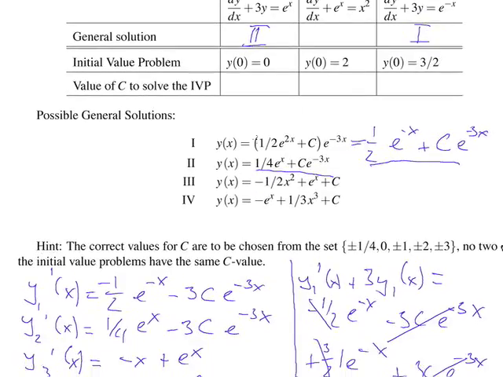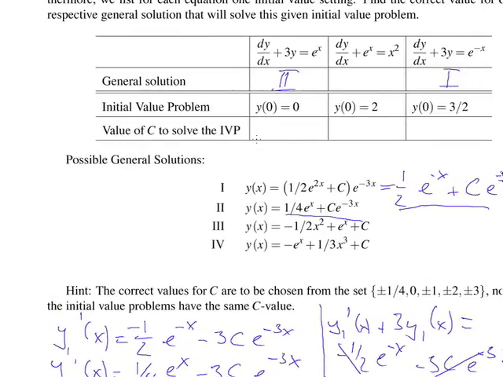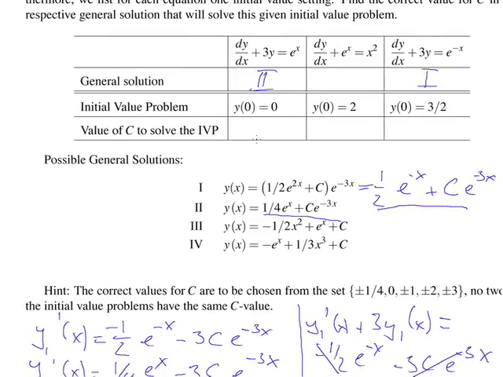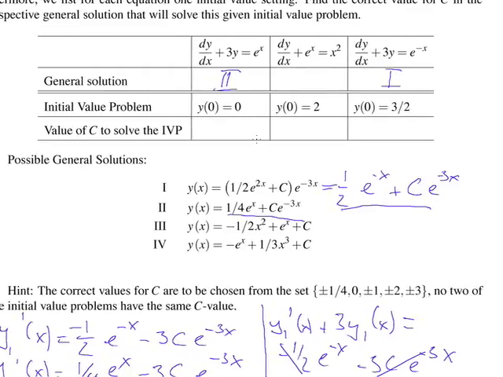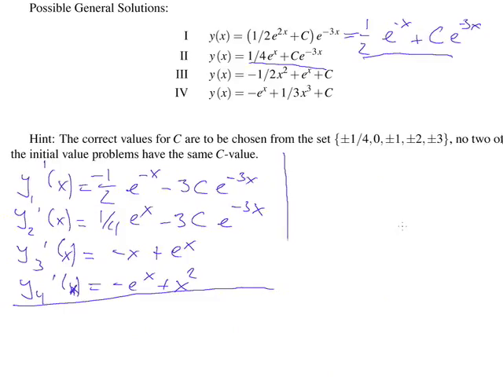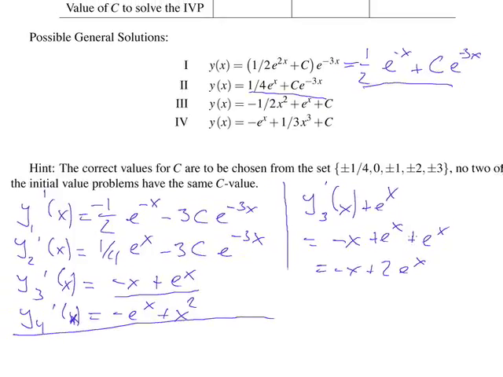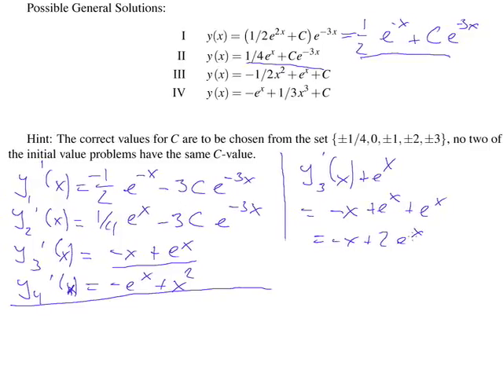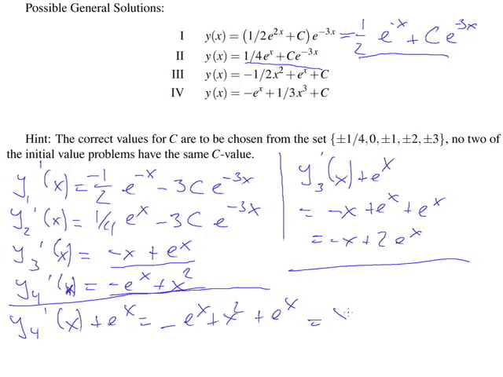Now we need to look at the second differential equation: y prime plus e to the x is equal to x squared. So we need to evaluate y prime plus e to the x for the third and the fourth function. So let's calculate y3 prime of x plus e to the x. If we compare with the second differential equation, this is certainly not x squared, so y3 is not the solution. So let's do the same thing for y4, which gives x squared, so y4 fulfills the second differential equation.